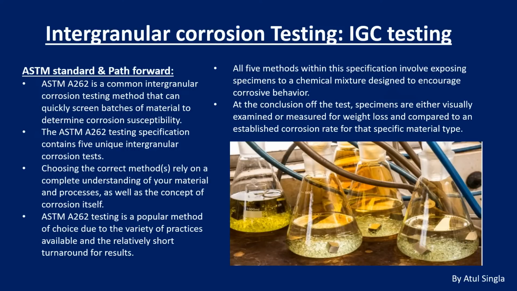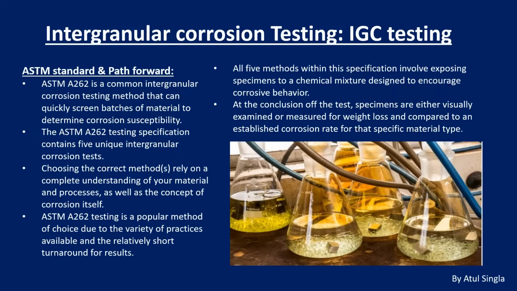There are 5 unique tests which are defined in this ASTM standard. We need to select the correct method based on the understanding of the material and processes, as well as the concept of corrosion itself. We need to understand the material, various processes, and the corrosion itself, so that we can decide which out of these 5 tests we need to perform. These tests are really very popular because of their relatively short turnaround time to get the results.